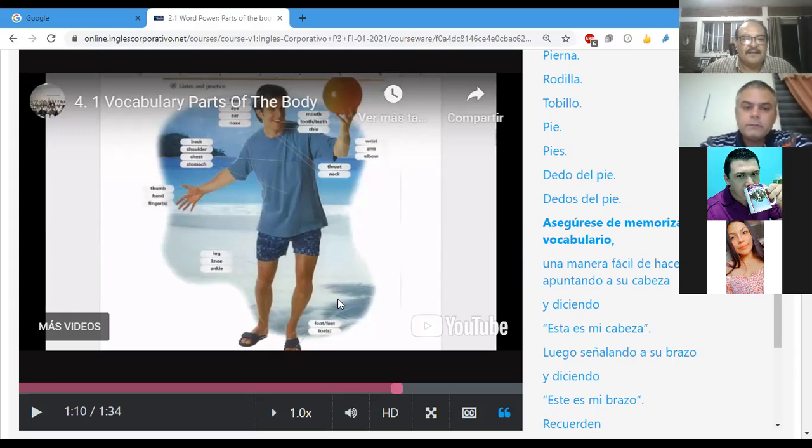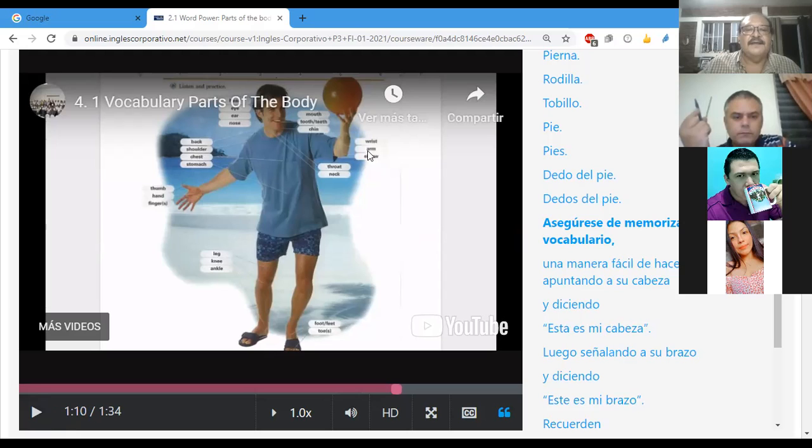Okay. So these are some parts of the body that we can probably use to express problems when we go to the doctor, for example, right? I have a headache. I have a stomachache. Probably you can say my throat hurts. Me duele la garganta, my throat hurts.